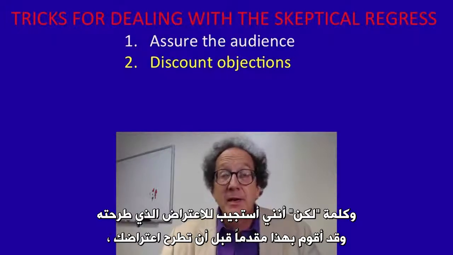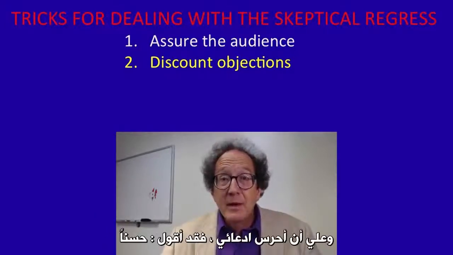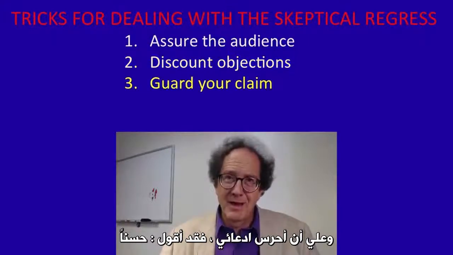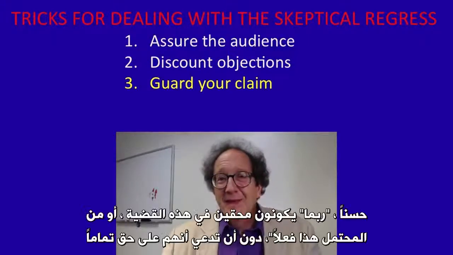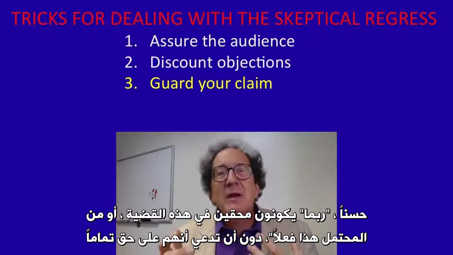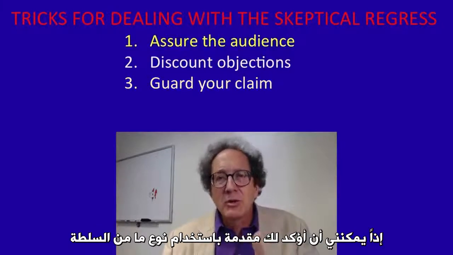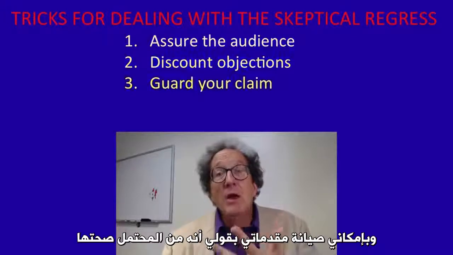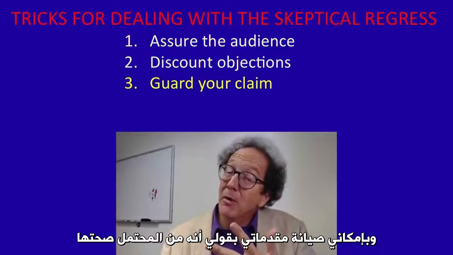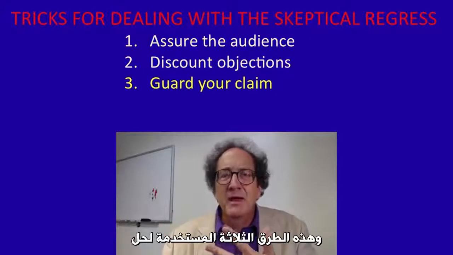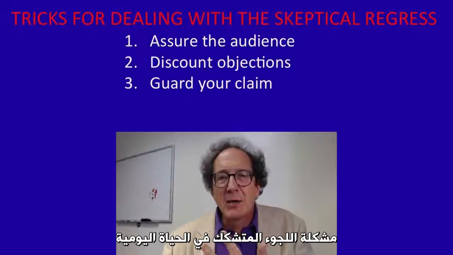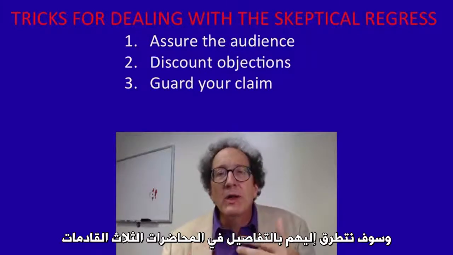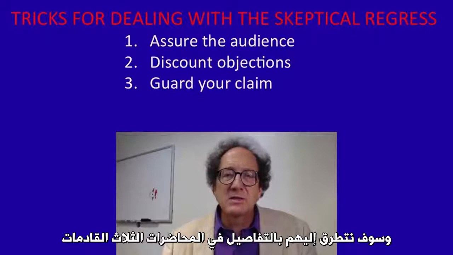And I might even discount it in advance. Or I might just guard my claim. I might say, well, they might be right in this case, or they're probably right, without claiming that they definitely are right. So I can assure you, by citing some kind of authority, I can discount objections, and I can guard my premises by saying, well, it's probably right, instead of saying it's definitely right. And those are three ways of solving the skeptical regress problem in everyday life that we're going to look at in much more detail in the next 3 lectures.